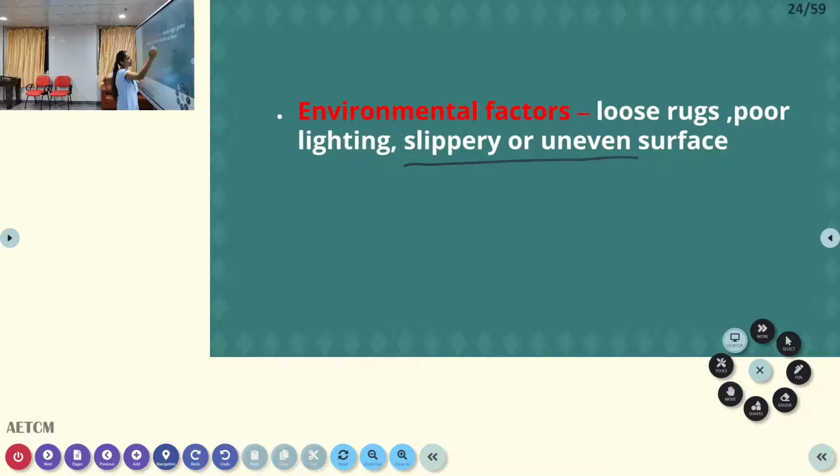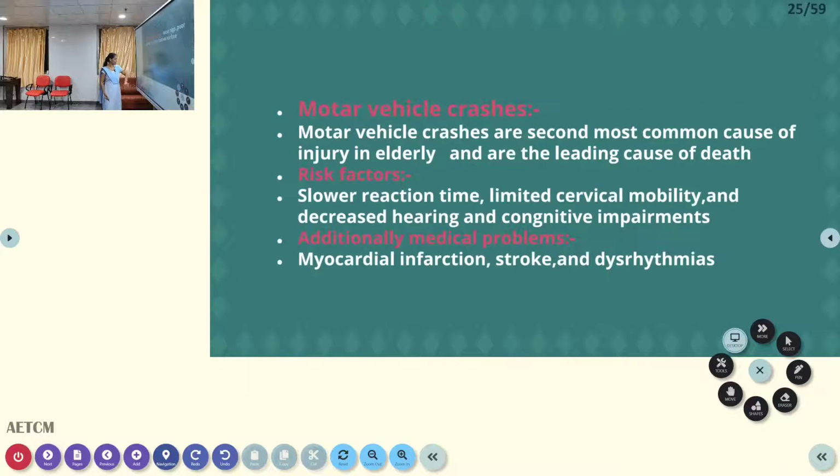So these are all the environmental factors for the falls. And the next mechanism of injury is the motor vehicle collision. Motor vehicle crashes are the second most common cause of injury in elder patients, so it leads to a cause of death. The risk factors are slower reaction time, decreased or limited cervical mobility, decreased hearing, and cognitive impairments.